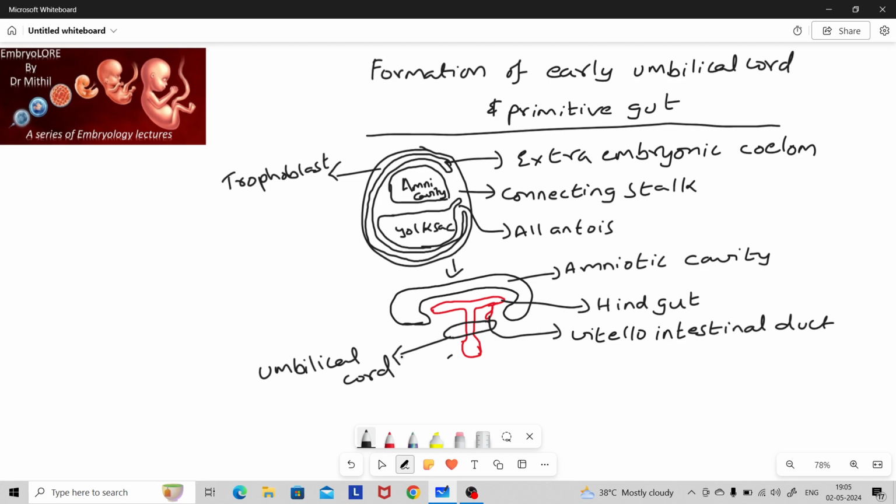So now after this, the primitive gut is getting divided into three parts. So here we will be writing, this is the foregut, and in the middle part, that is the midgut. And lastly here I already have labeled, that is the hindgut, which ends at the cloacal membrane. So this is how the formation of the primitive gut takes place.